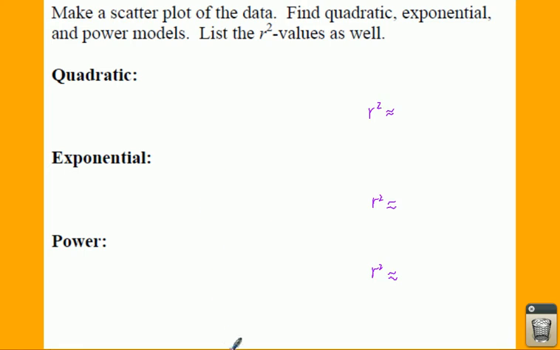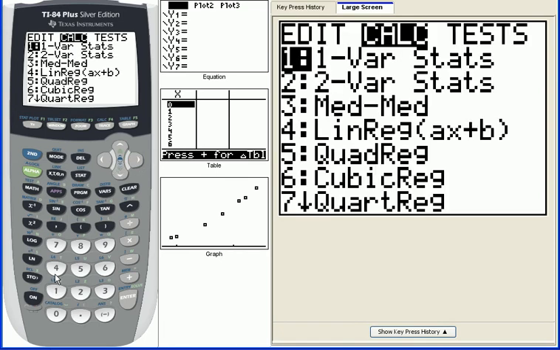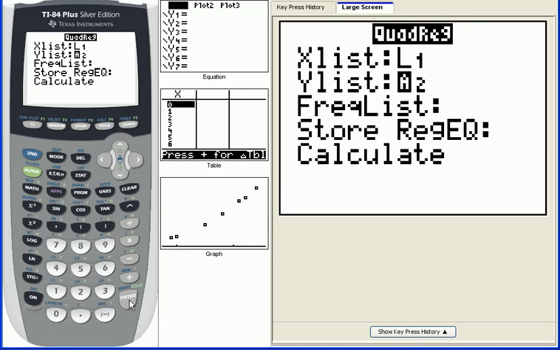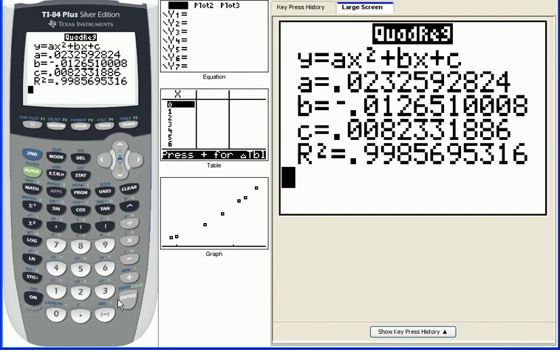And so in order to find a quadratic model, you're going to have to go to your stat button, go to the right to your calc menu, hit 5 for QuadReg, and let's find our model here. So we're going to get a 0.0233 for our A, our B is going to be a negative 0.0127, and your C value is a 0.0082.